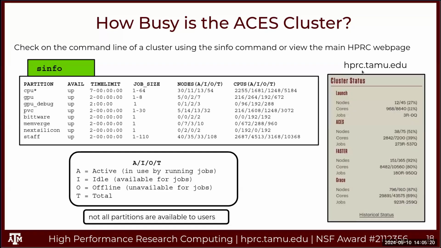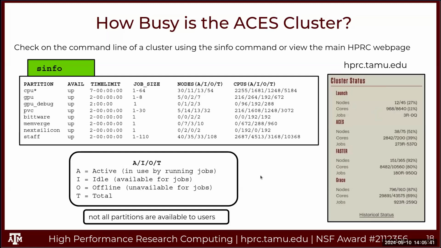You can also look on our main web page. In the left side, we have a breakdown of each of our clusters, and you can see how busy the cluster is. For example, the ACES cluster, 51% of the nodes are in use. Shows you how many jobs are running, how many are queued. In this case, there's a lot of jobs queued in this example.